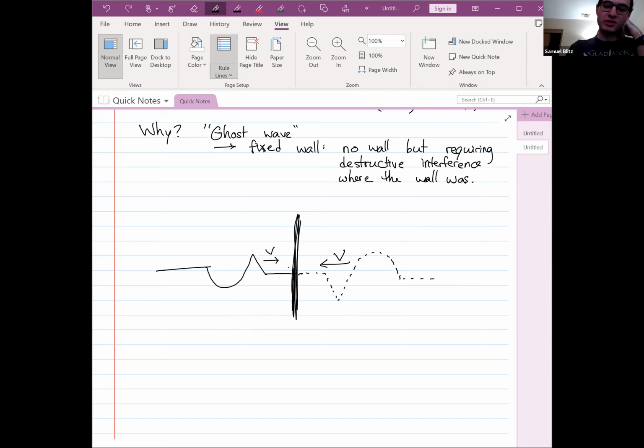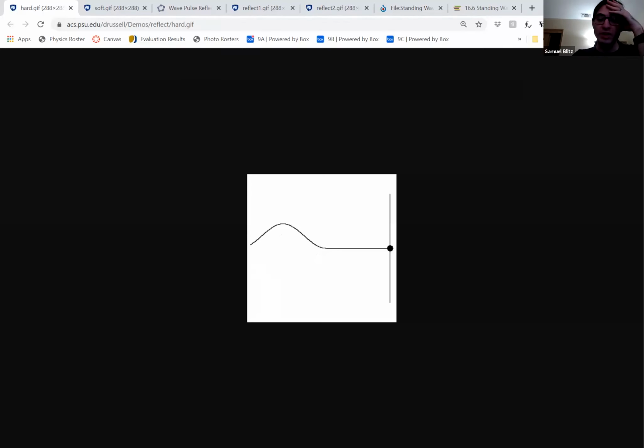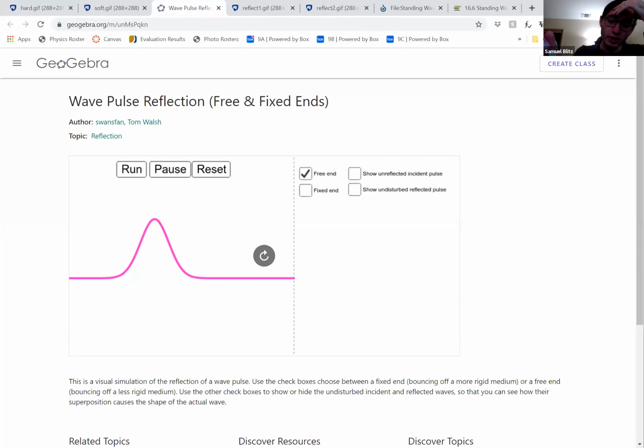Okay, so let me show you instead what this looks like without the ghost wave, and then I'll show you what the ghost wave looks like. So here you have a fixed wall. It's coming in, it reflects. Notice that the point on the right doesn't change. It stays at the same height, and that's because it's fixed. And then it bounces off.